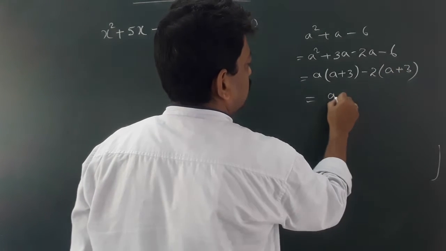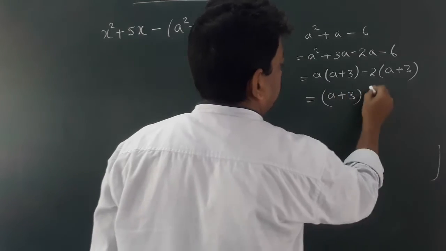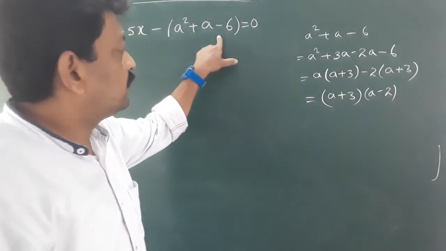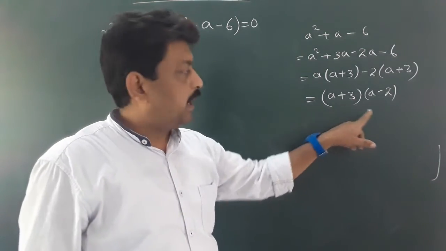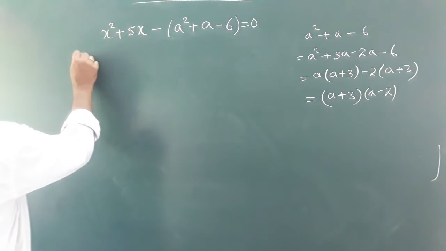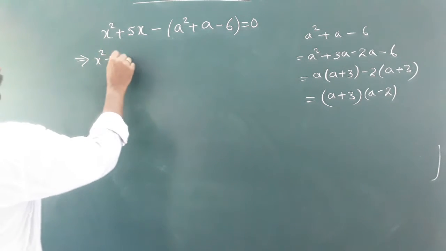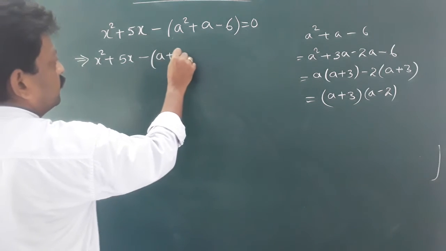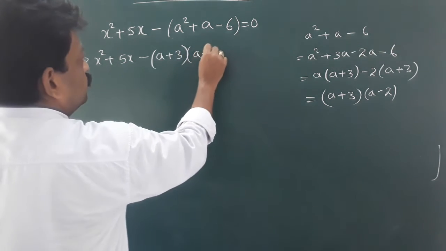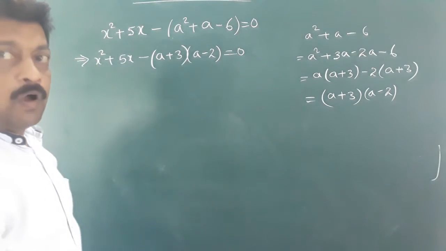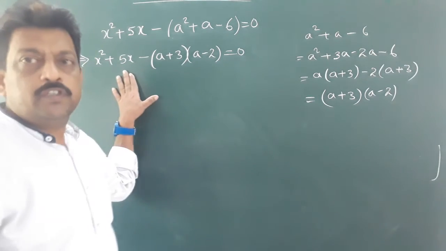So here it is a plus 3, a minus 2. The factors of this constant are a plus 3 and a minus 2. So here in place of this factor we have to write x square plus 5x minus a plus 3 a minus 2 equals to 0. Okay. Now after this step we have to go for splitting the middle term.